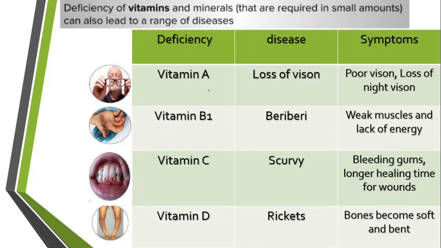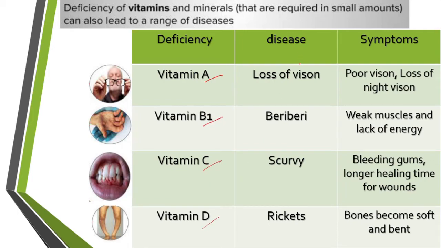So here are the deficiency diseases of vitamins. Here they gave us vitamin A and vitamin B1. Here they gave us only vitamin B1. If you want, you can search for vitamin B2, vitamin B3, and so on. So here they gave us vitamin B, vitamin A, vitamin B, vitamin C, and vitamin D.